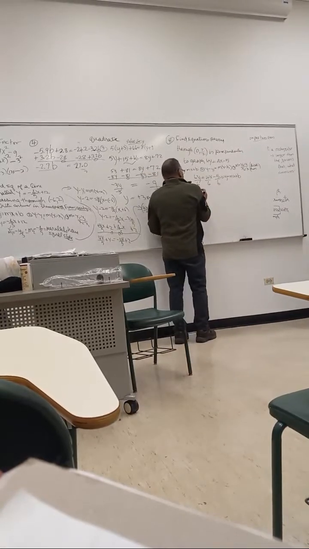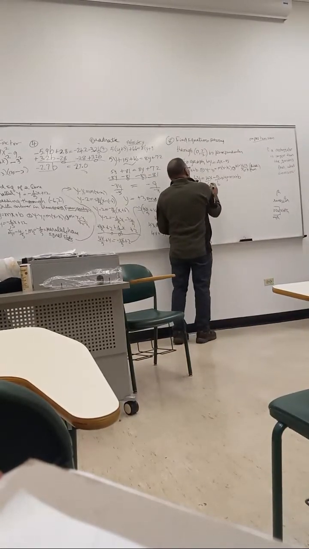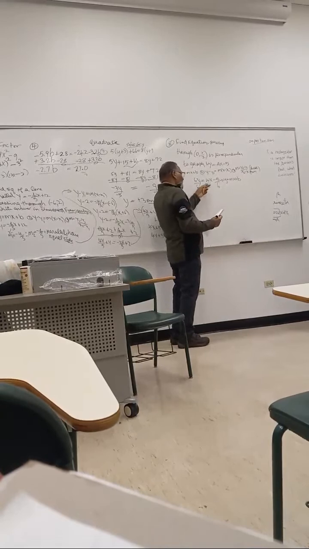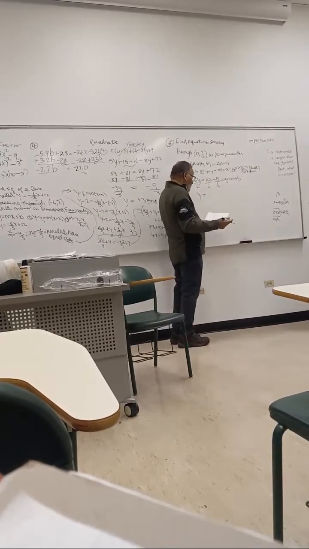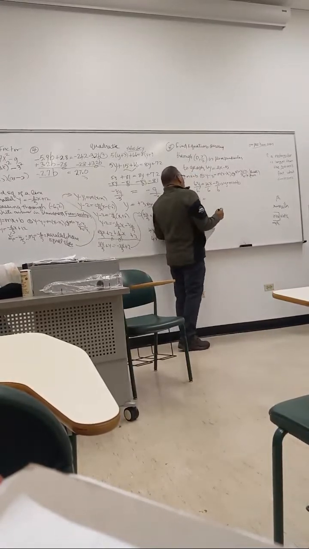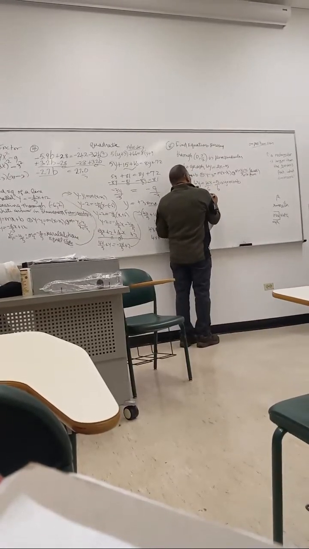So 6 over 6 is 1. And math tells you from grade school, don't write 4 over 6. You can simplify it further, reduce it. 2 goes into the 4, 2. 2 goes into the denominator, 3.